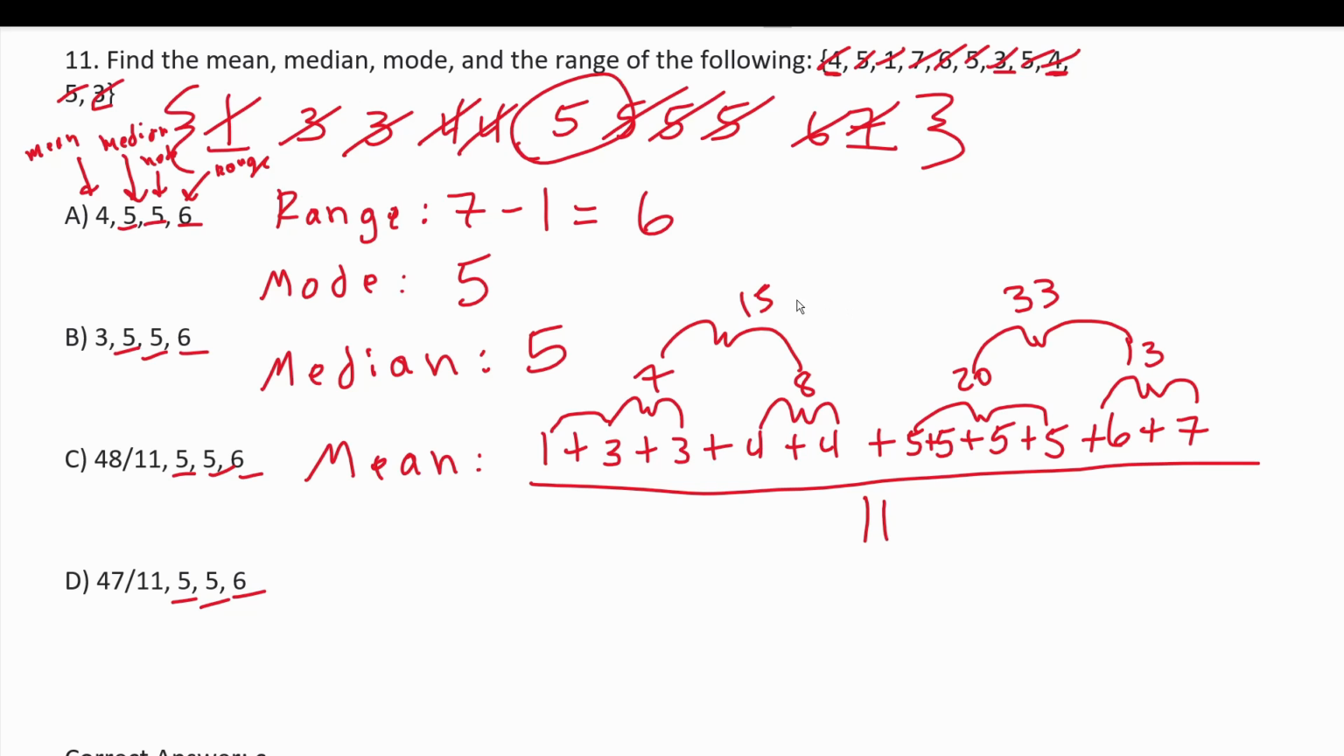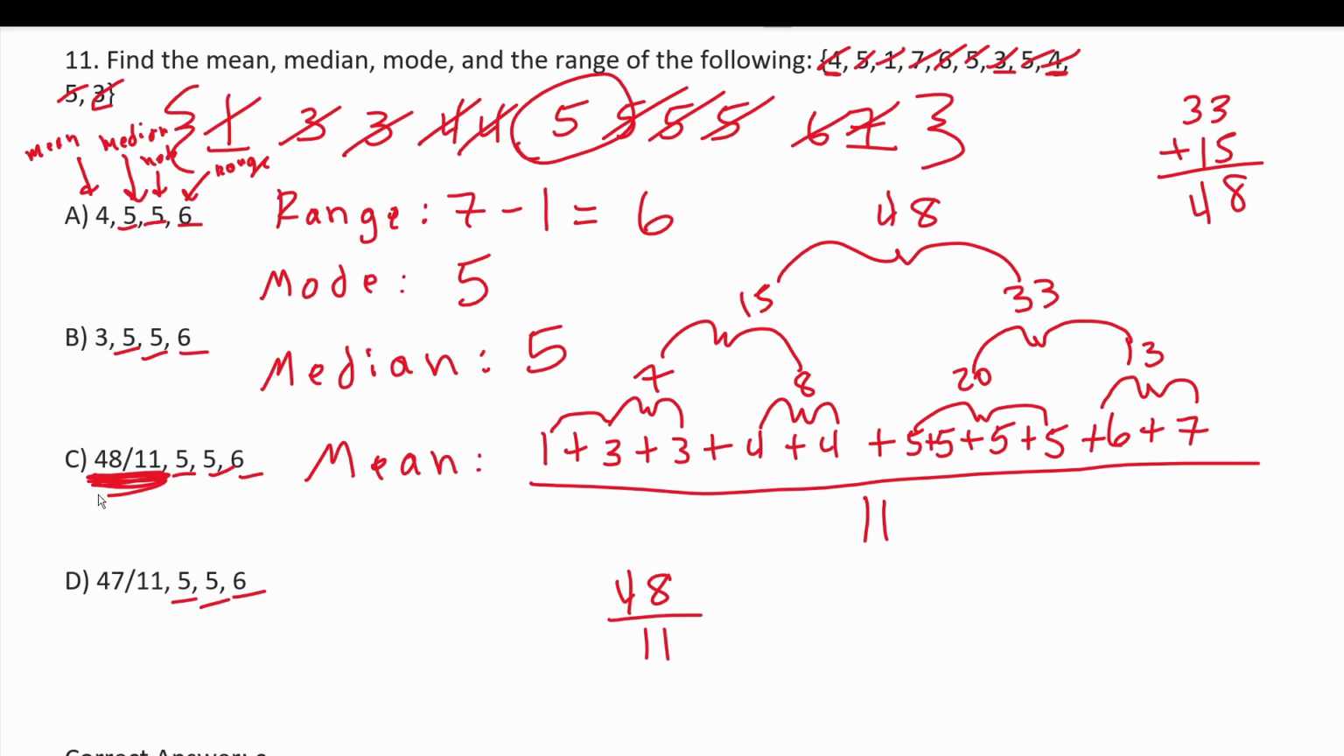Let's go ahead and do this off to the side to get this number, 33 and 15. 5 plus 3 is 8. 3 plus 1 is 4. So we can see that the sum of all these terms is 48. So the mean is 48 over 11. And thankfully enough, that is one of the means in our answer choices. So the answer to this one is 48 over 11. Okay, so that's that one.